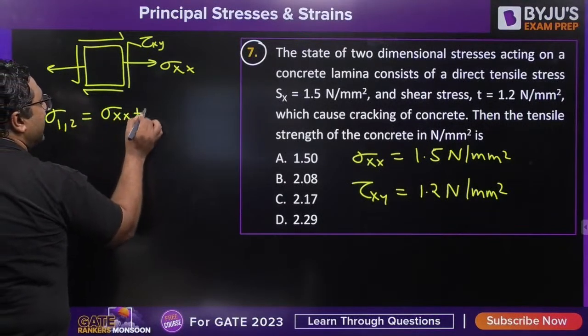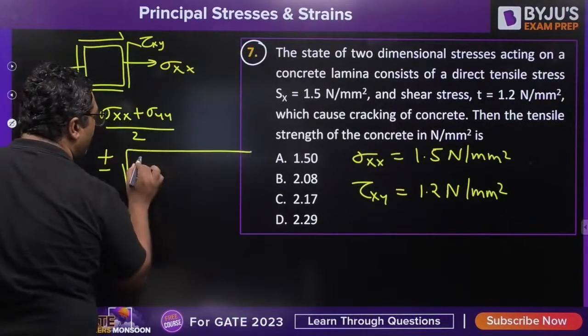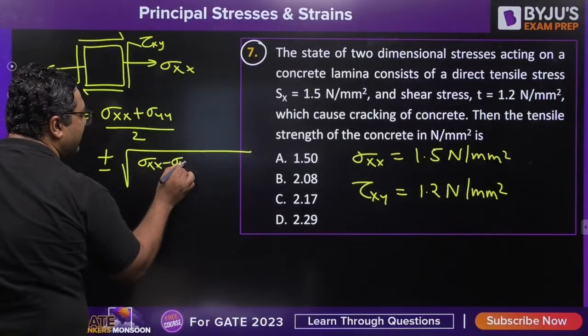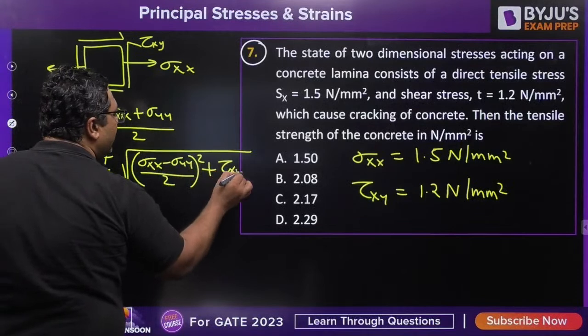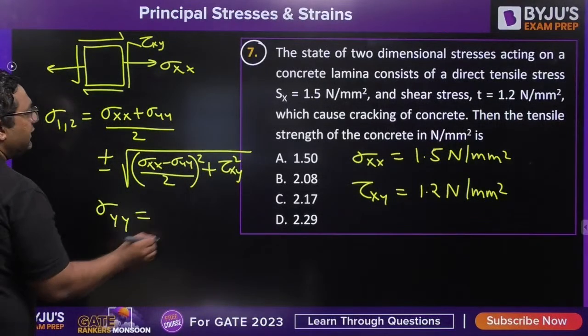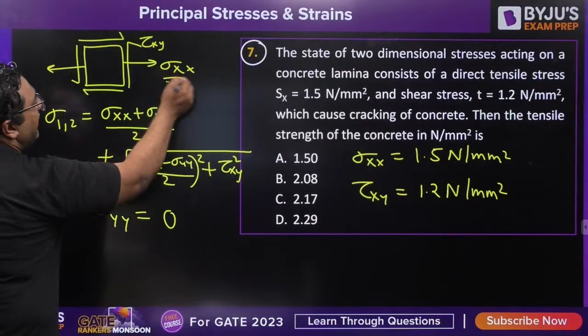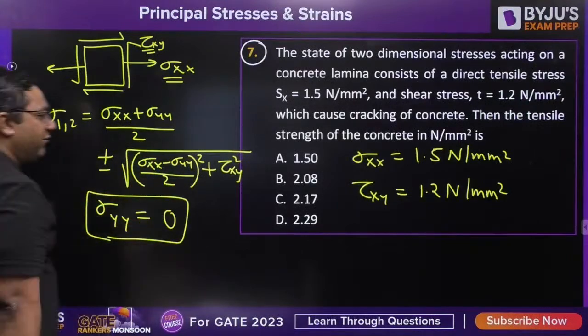sigma 1, 2 equals (sigma xx plus sigma yy)/2 plus minus square root of ((sigma xx minus sigma yy)/2) whole square plus tau xy whole square. It is mentioned that sigma yy is 0 because there is nothing mentioned. Sigma xx is given, tau xy is given, so it means sigma yy is 0. Put the value, get the answer.